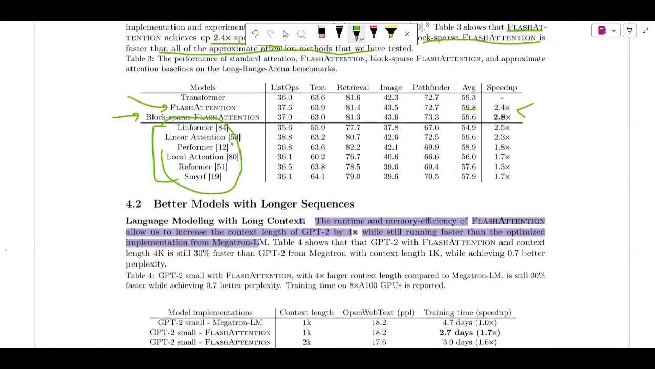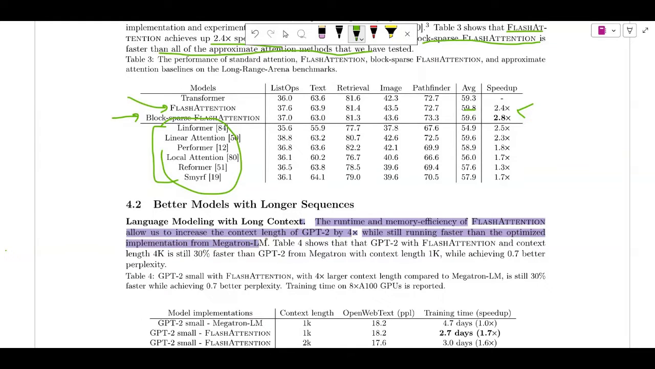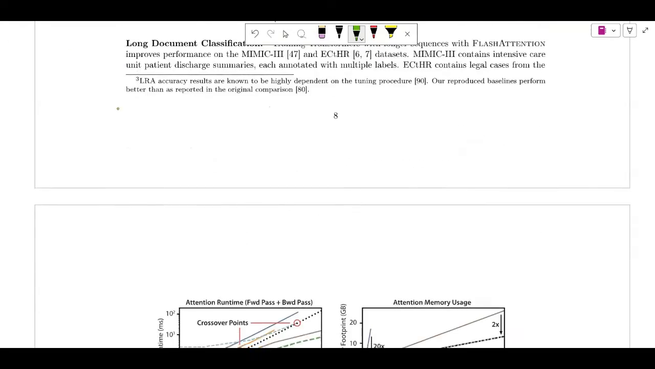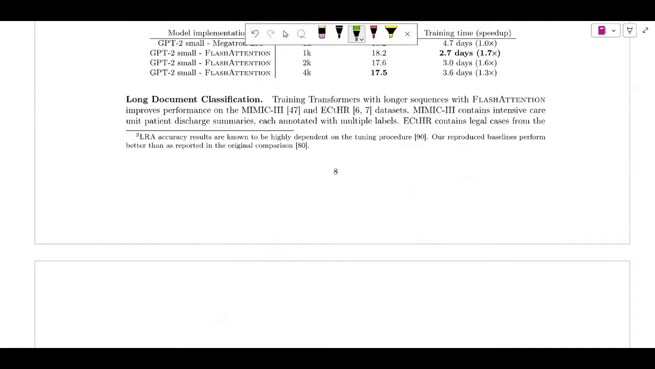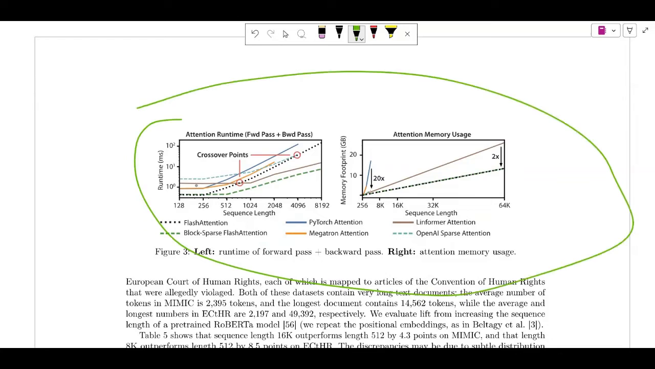Also, since you have now sped up your model and also reduced memory complexity to linear, you can train on longer sequences. They say that they were able to scale the context length of GPT-2 by 4x while still running faster than the original implementation, and they achieved better results out of it. They got a 0.7% better perplexity while being 30% faster, and similar results hold. They get higher accuracies because of a higher sequence length enabled by a faster method. Then they show some benchmarking comparing the runtimes and the memory usage of this approach with other approaches, and TLDR, it is the best thing to do.